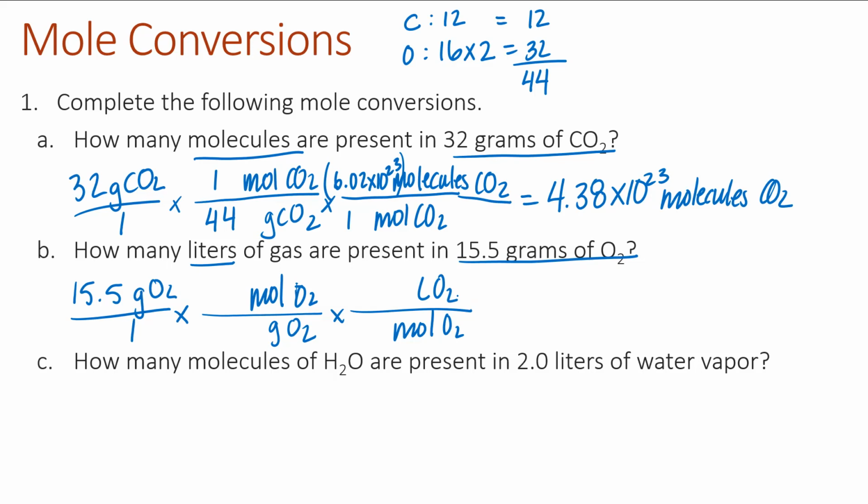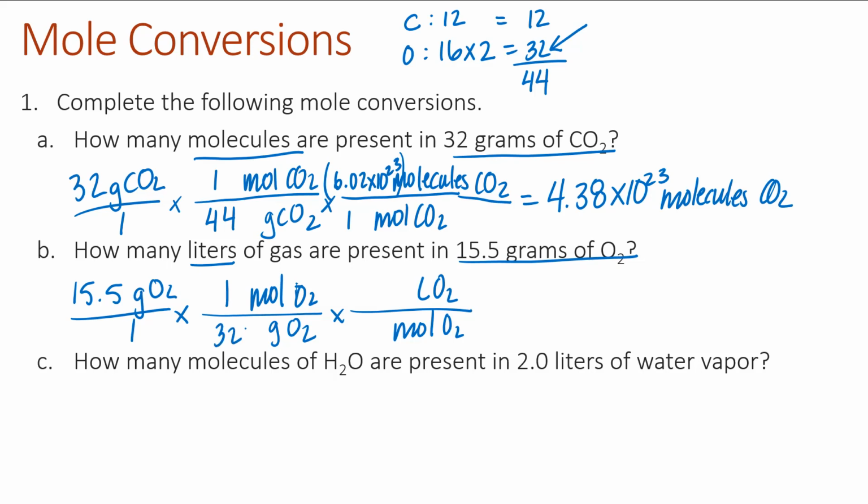So my first conversion factor here is grams and moles. So once again, we need to find the molar mass of O2. So oxygen weighs 16 and there are 2 of them, which means the molar mass of oxygen is going to just be 32. So 1 mole of O2 is 32 grams.